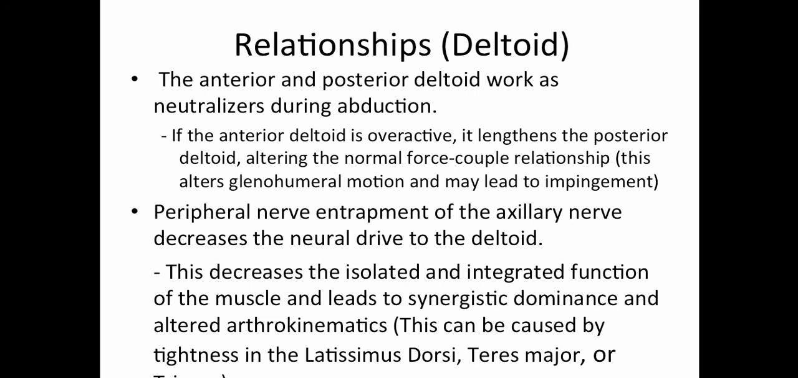A peripheral nerve entrapment of the axillary nerve decreases the neural drive to the deltoid. This decreases the isolated and integrated function of the muscle and leads to synergistic dominance and altered arthrokinematics. This can be caused by tightness in the latissimus dorsi, the teres major, or the triceps.